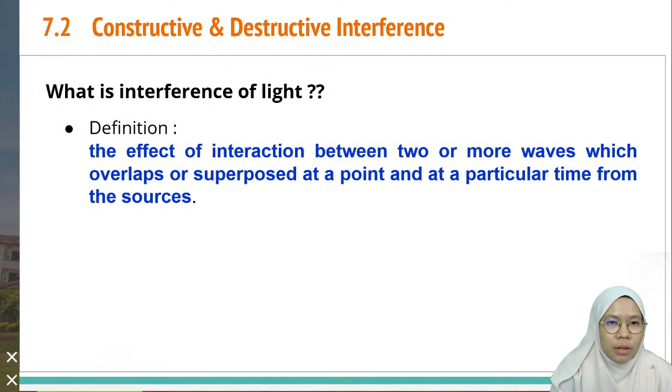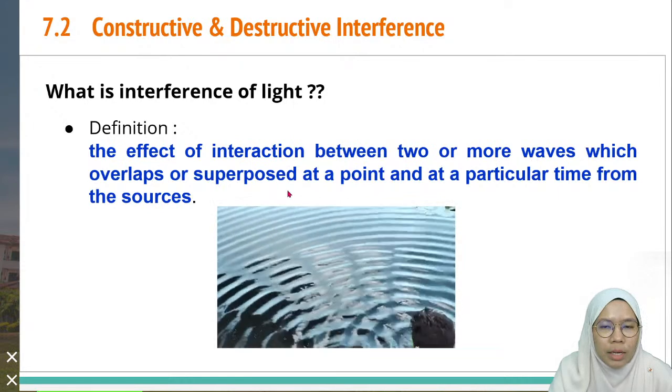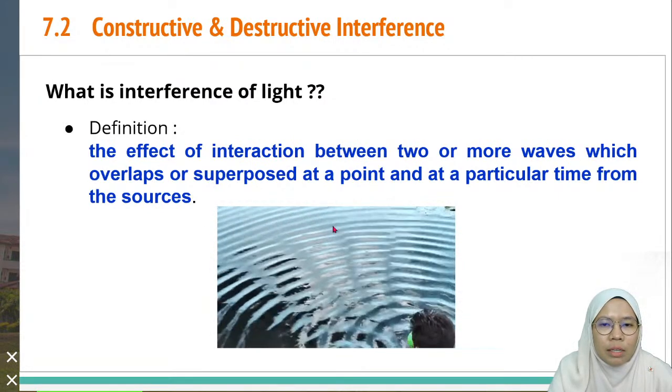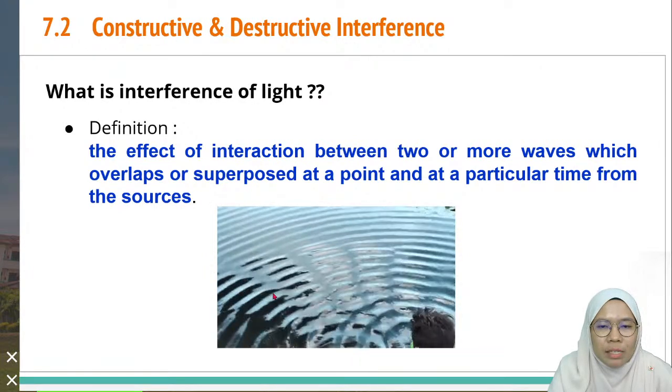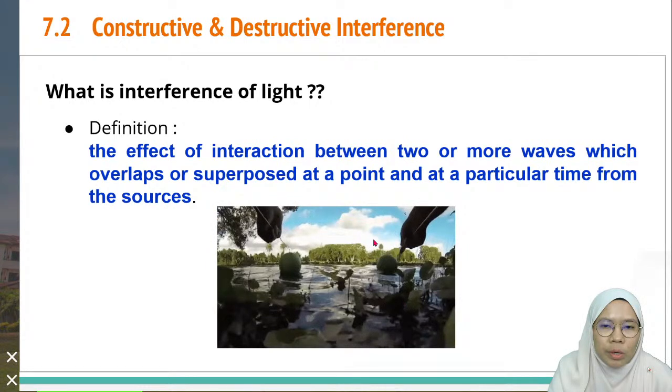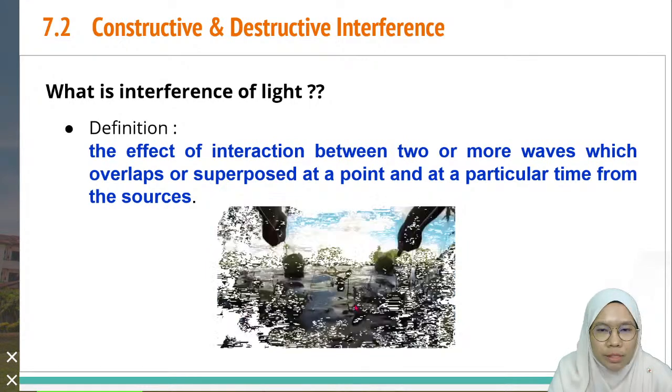So what is interference of light? I think that most of you already know what interference of light is. It is the effect of interference between two or more waves which overlap or superpose. This is the water wave. The light wave behaves exactly like the water wave, but we cannot see the ripples, we cannot see the constructive and destructive interference here.